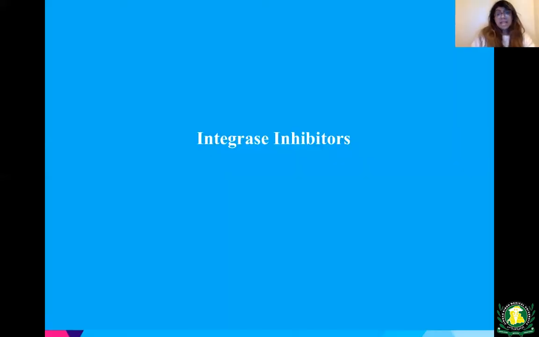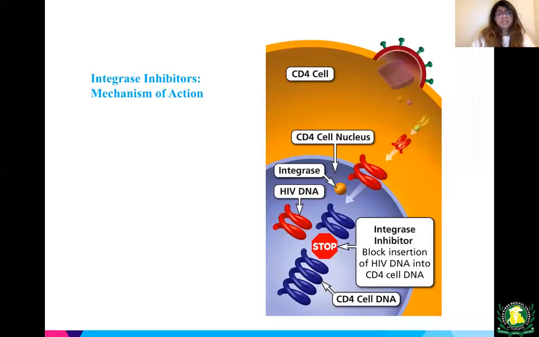Okay, so the last class, and the most important class because we use them a lot, is integrase inhibitors. So this is the mechanism of action for integrase inhibitors: it blocks the insertion of HIV DNA into the CD4 cell DNA. So it blocks integrase and it's stopping that mechanism.